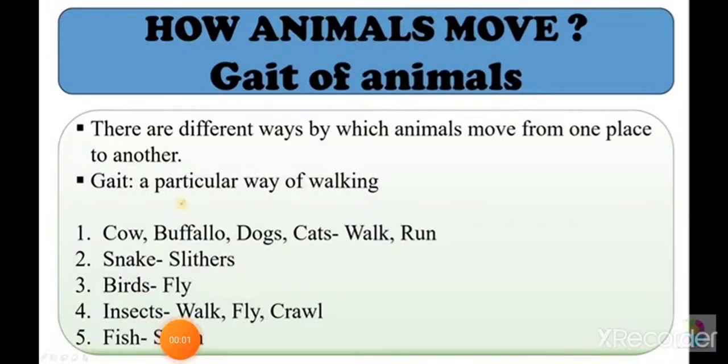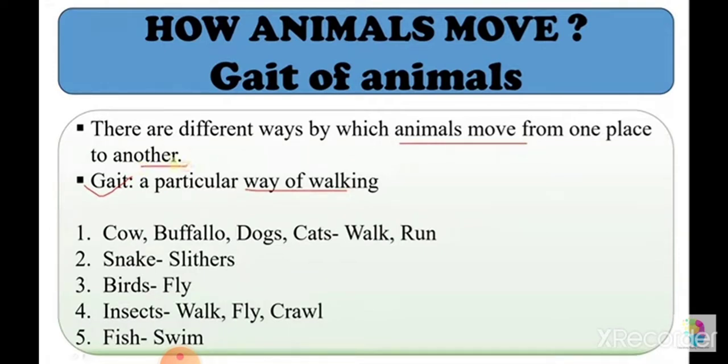Studied about types of joints, human skeleton system. Now we will study about how animals move, or the gait of animals. Gait means a particular way of walking. There are different ways by which animals move from one place to another.